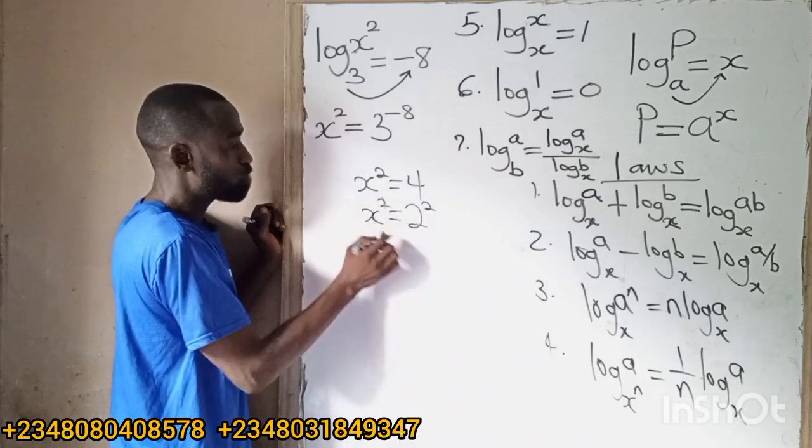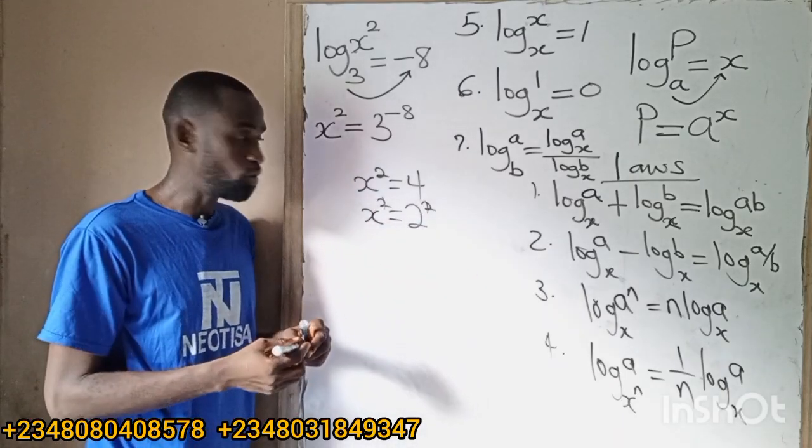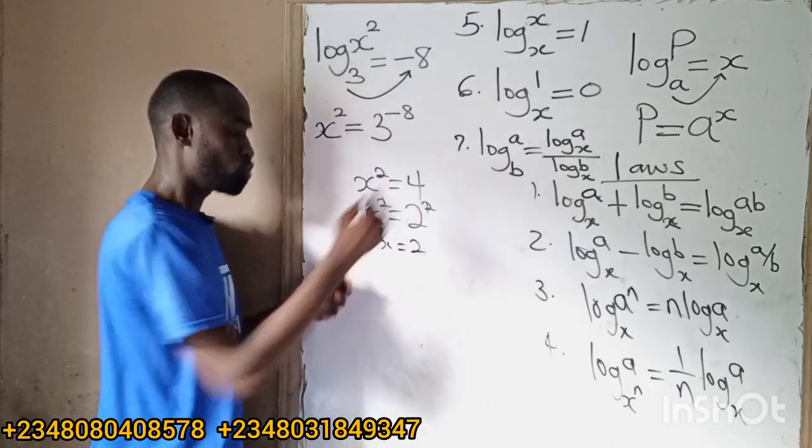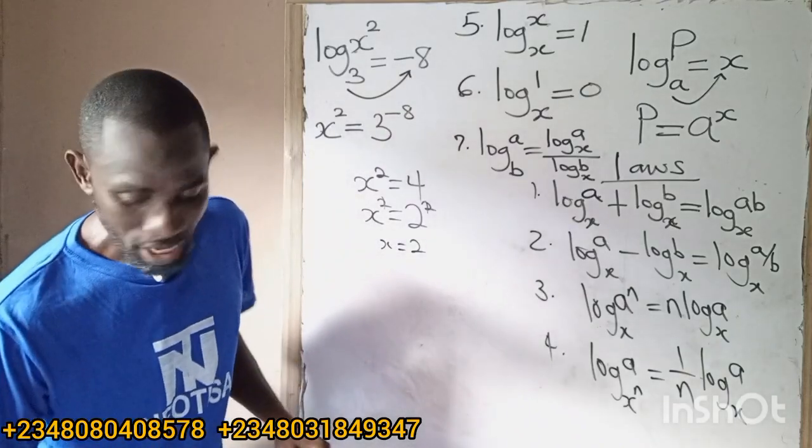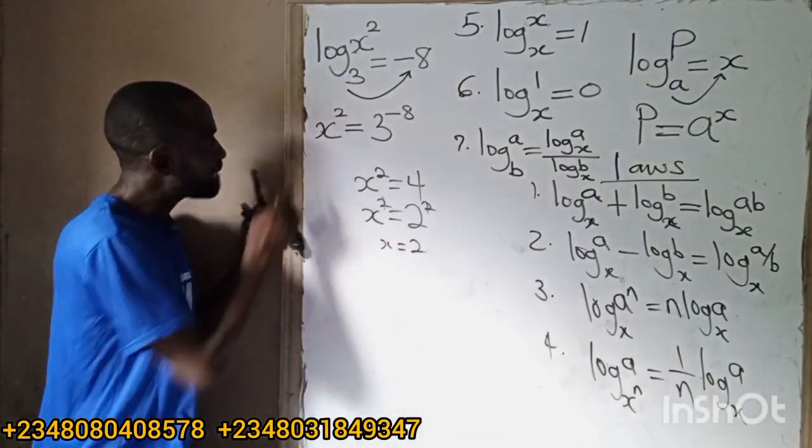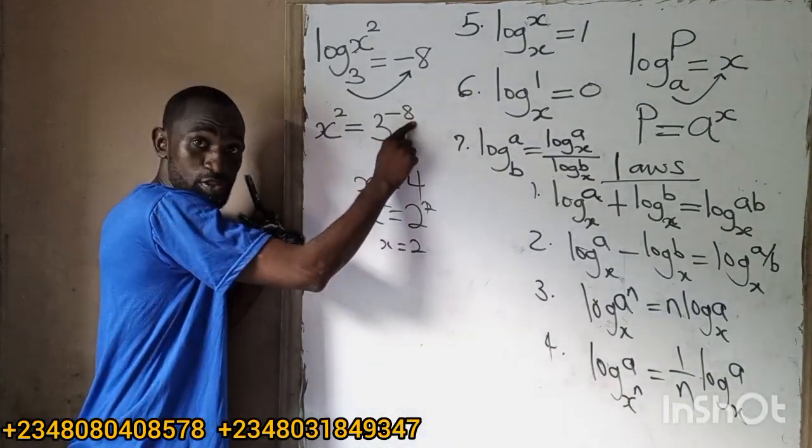So this one will cancel out what now? This conditional law. Our x will now equal to what now? 2. The same principle we are going to apply here. We'll make sure that this square is here too. Are you with me?